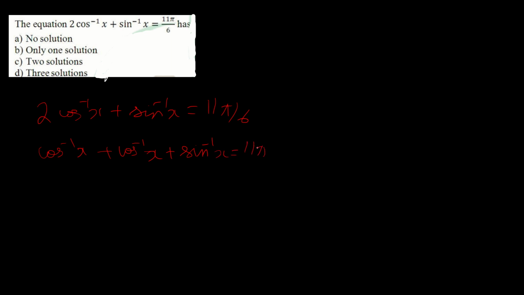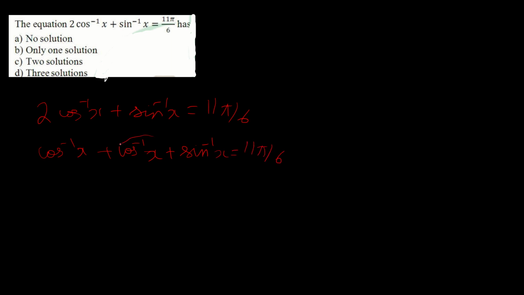Okay, nice question. The equation 2 cos inverse x plus sine inverse x equal to 11 pi by 6 has... Okay, so here we can write 2 cos inverse x plus sine inverse x equal to 11 pi by 6, right? Instead of 2 cos inverse x, I'm going to write cos inverse x plus cos inverse x plus sine inverse x equal to 11 pi by 6.